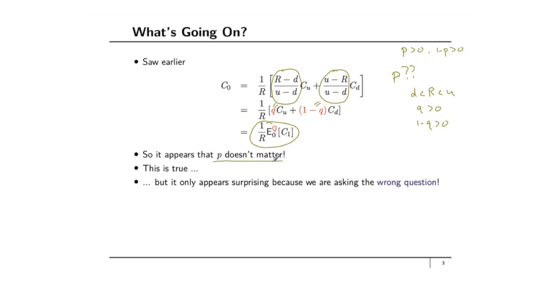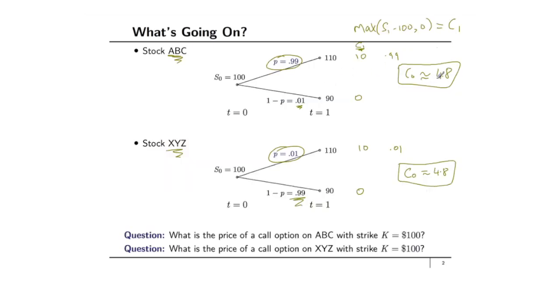And this is the source of confusion for a lot of people. But in fact, it only appears surprising because we are asking the wrong question. So the question we are asking is, why is an option in this model worth $4.8 and it's also worth $4.8 here? That's not the right question to ask. The right question to ask is, why would you find a situation like this in an economy where there's a stock with probability of 0.99 growing by 10%, and in the same economy you would find another stock which would have a probability of only 0.01 of going up by 10%. These stocks are incredibly different.